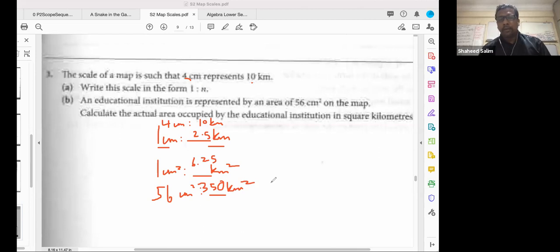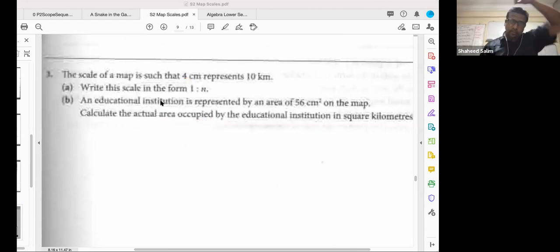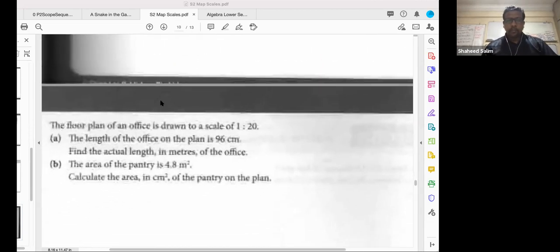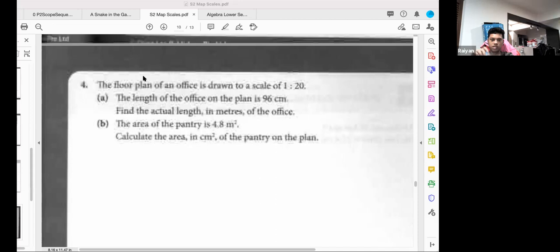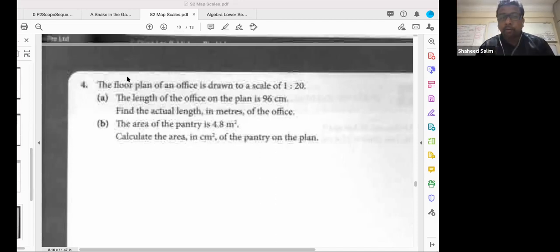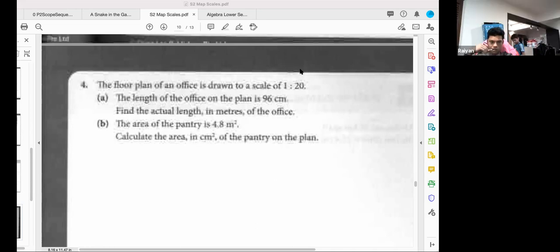Okay, this is okay. So we move on to the next one. You know what a plan is, right? It's a map for the house, or for the office or something. Okay, you try now. Question 4. So, 1 is to 20 cm. But you must change it to meter later on. 1 cm, how many meter?